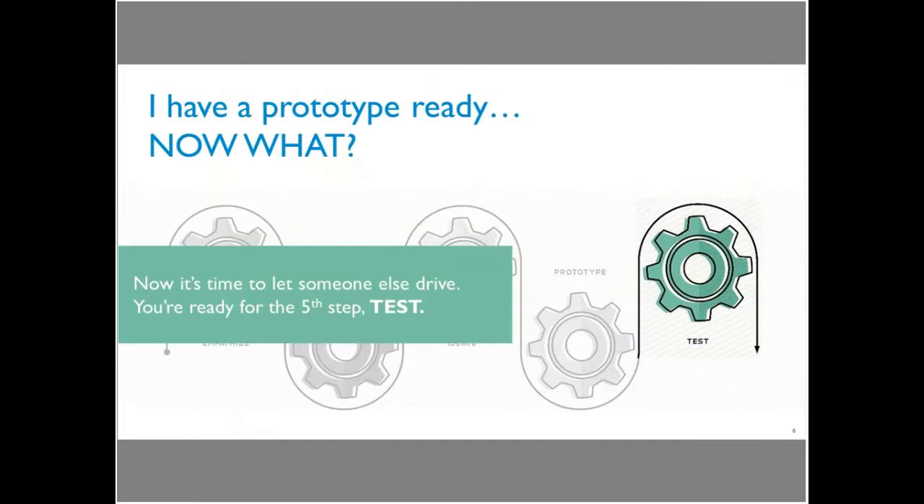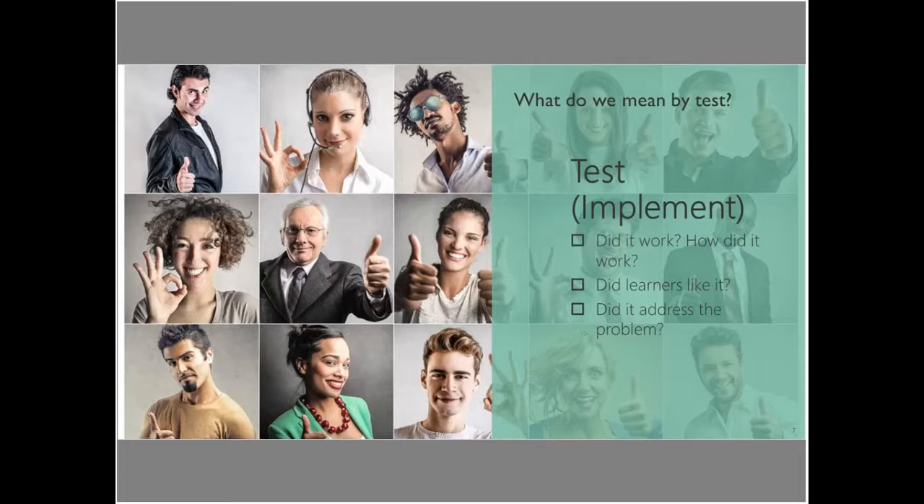So, okay, if we think about where we are in this phase, we have now prototyped something. We have mocked up a solution of what we think is going to solve that problem for the learner audience, and now we are at a point to test that out, so to implement it with our learners. And what we want to do during this phase is answer 3 main questions. Number 1, did it work? And if so, or if not, how did it work?